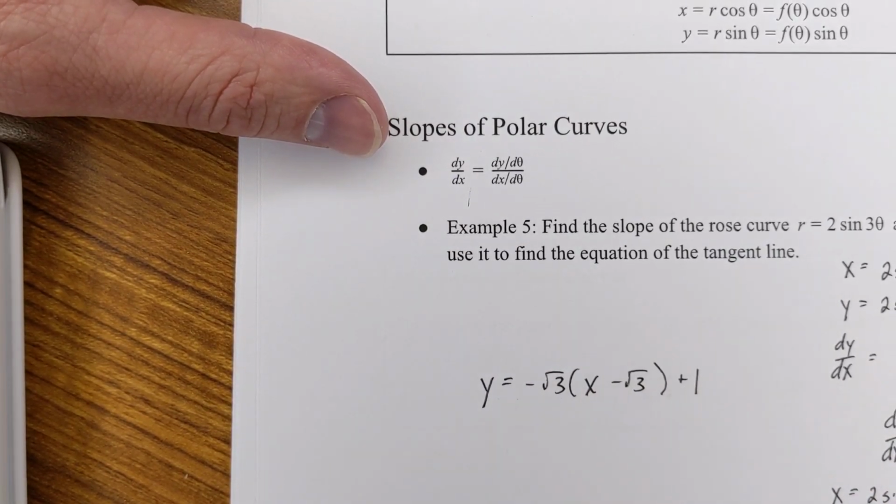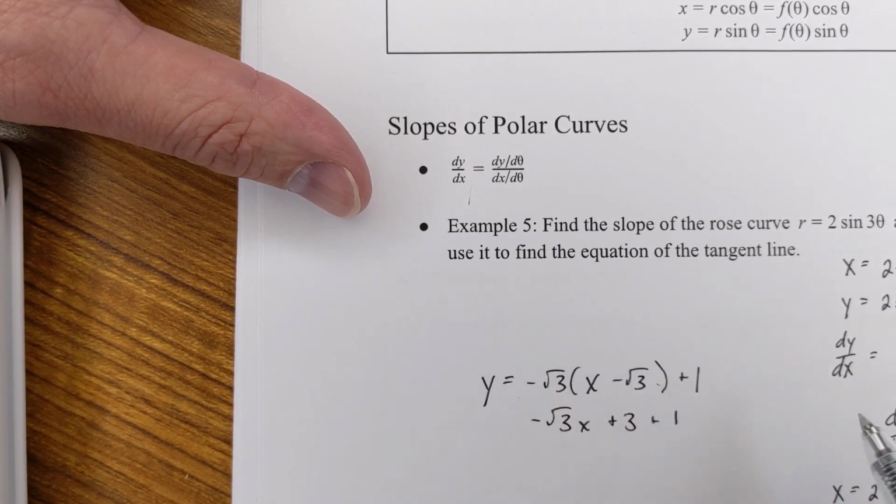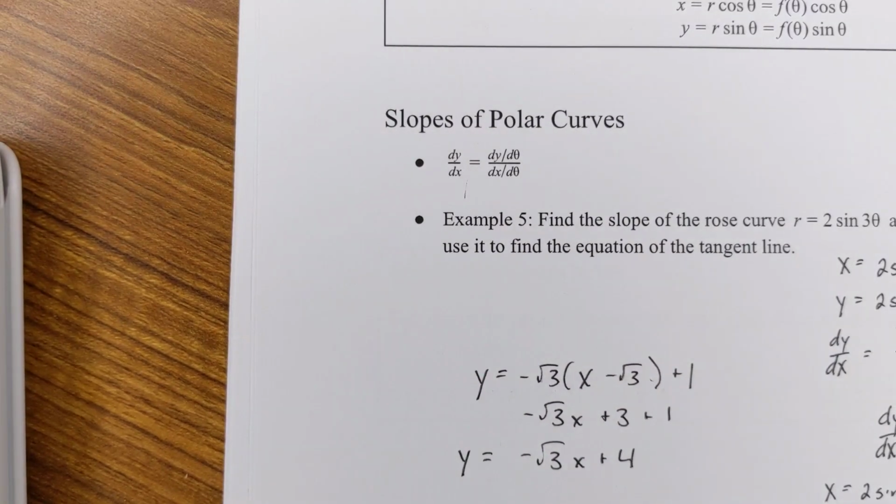Cleaning this up doesn't really make anything better because you're going to be trying to combine. Actually, well, let's see, negative root 3 x plus 3 plus 1, because when you multiply a root by itself, you just get the number. So negative root 3 x plus 4. So there's your slope-intercept form.